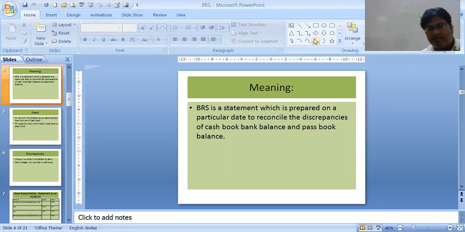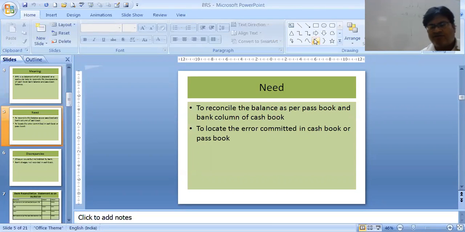What is the actual balance now? So this preparation is known as BRS, Bank Reconciliation Statement, in order to solve the discrepancies between the cash book bank balance and passbook balance. We can prepare BRS by three different methods. First of all, why do we prepare? To reconcile the balance as per passbook and bank column of cash book.